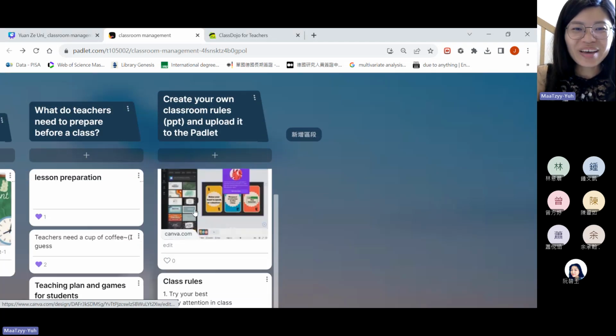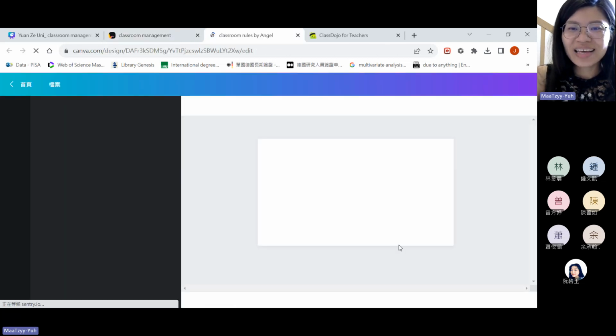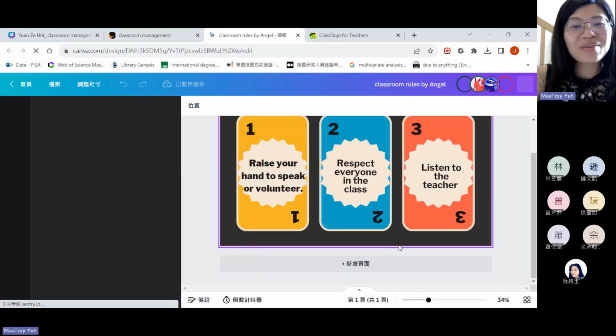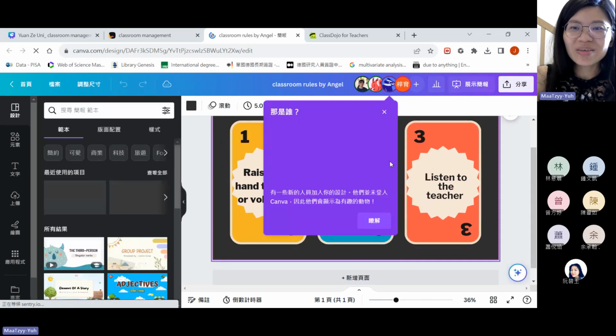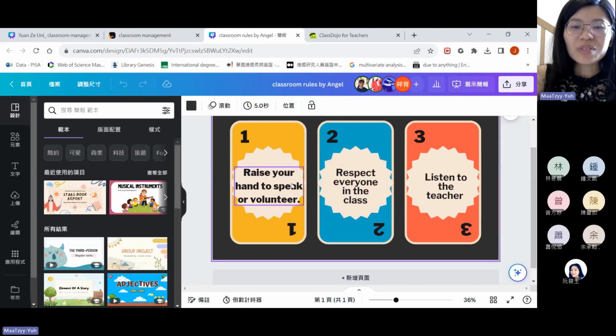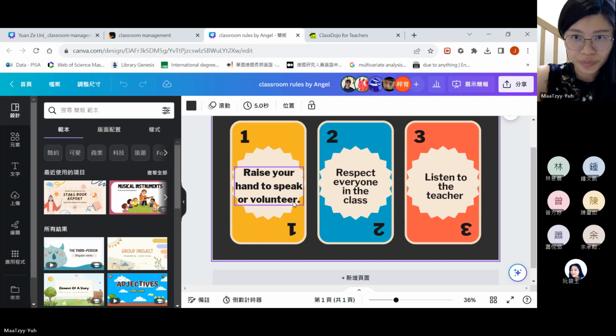So the first one, we have classroom rules by Angel. Let's see, she did it with Canva. Okay, it looks very nice. Number one is raise your hand when you want to speak or volunteer. I think it's important because if everyone speaks at the same time, it would be difficult for the teacher or for the students to understand what's going on. So always have the kids raise their hand when they want to speak or volunteer.